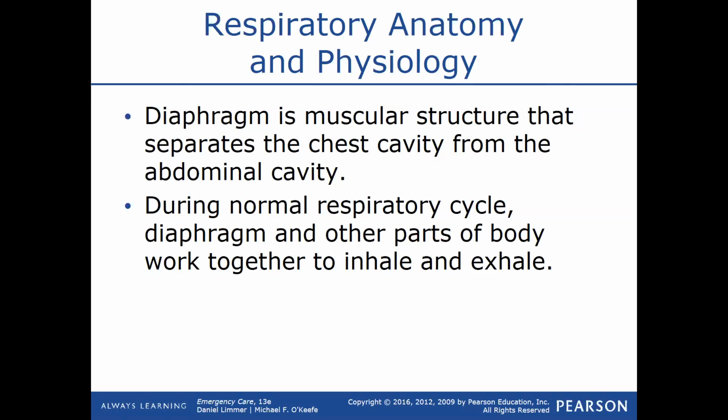So it says here, during the normal respiratory cycle, the diaphragm and other parts of the body work together to inhale and exhale. So apart from the diaphragm, what other main muscle is used during normal respiration? Anybody can answer this. The intercostal muscles. Exactly. And what are the intercostal muscles, in layman's terms? Muscles between each and every one of your ribs. Yeah, exactly.